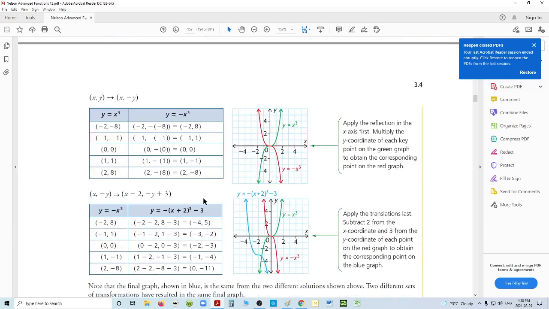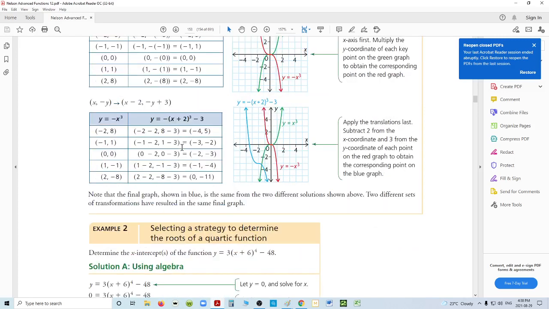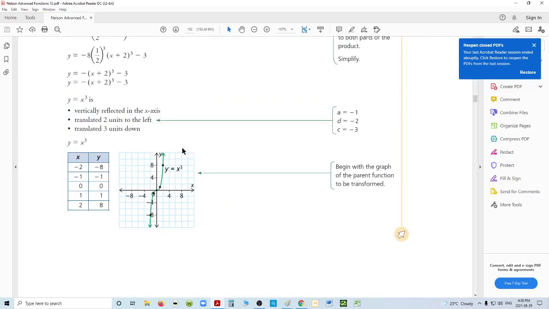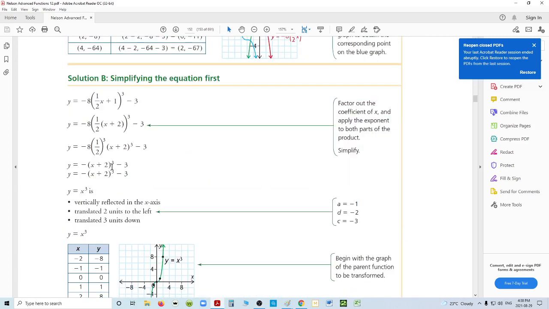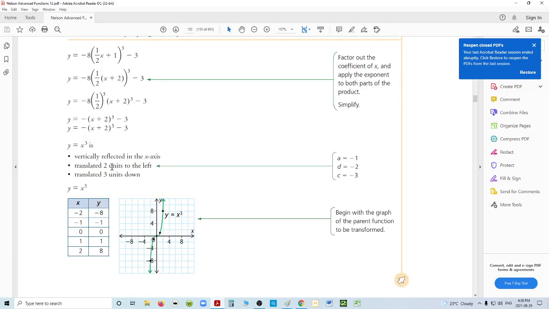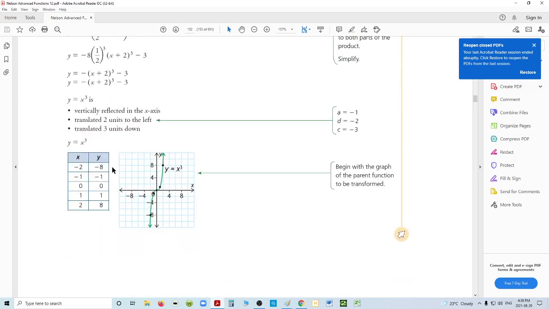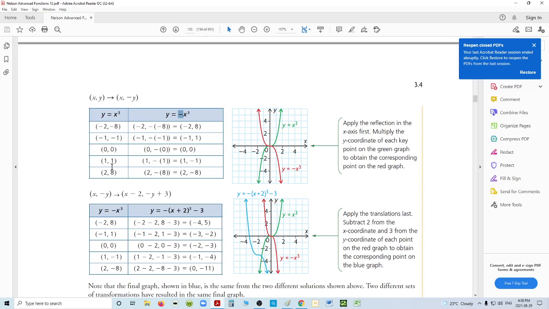So they give you another example here, and they just want you to see what happens when it's translated in the x-axis. And then they're doing another translation. This time they're saying, I think they're doing exactly what we did.